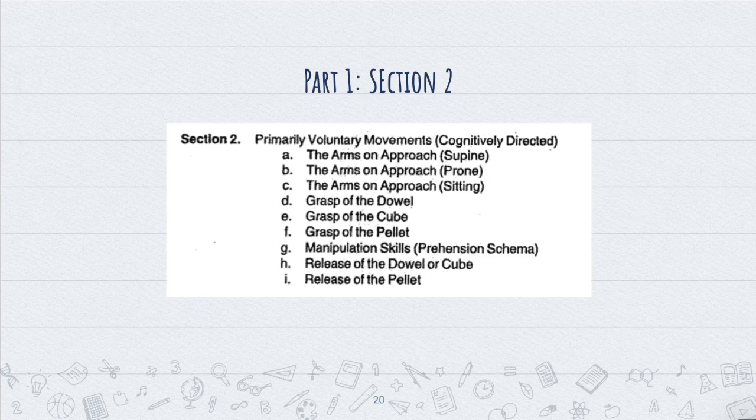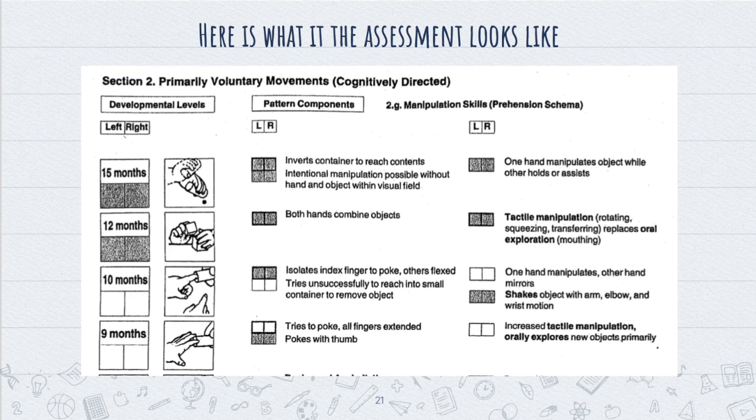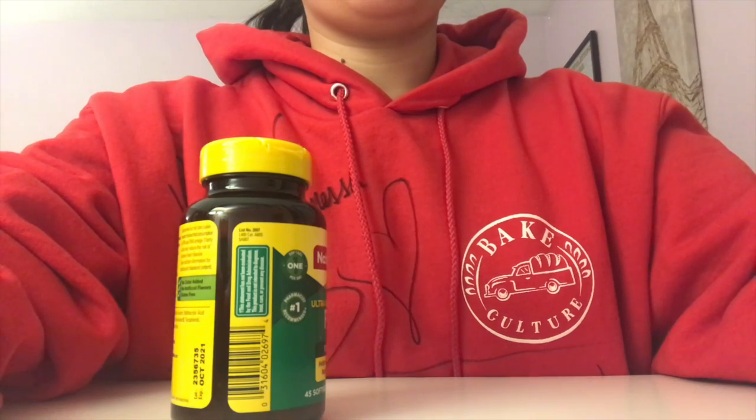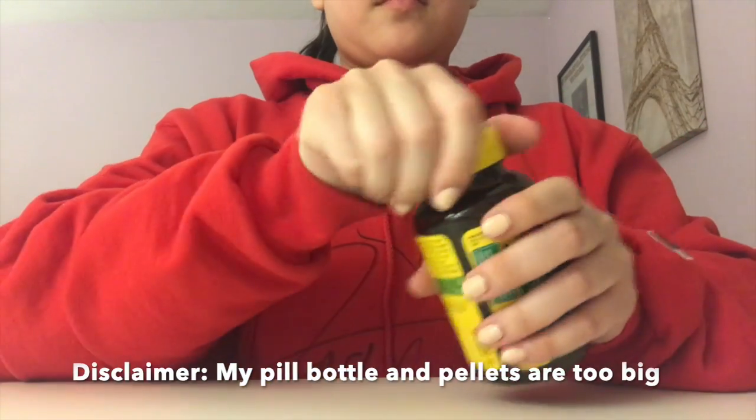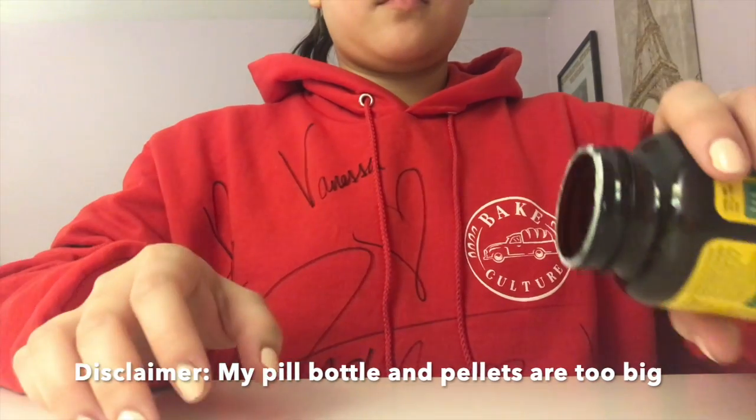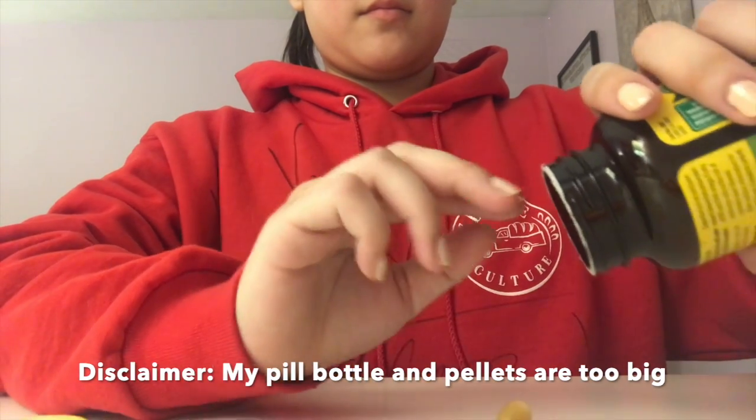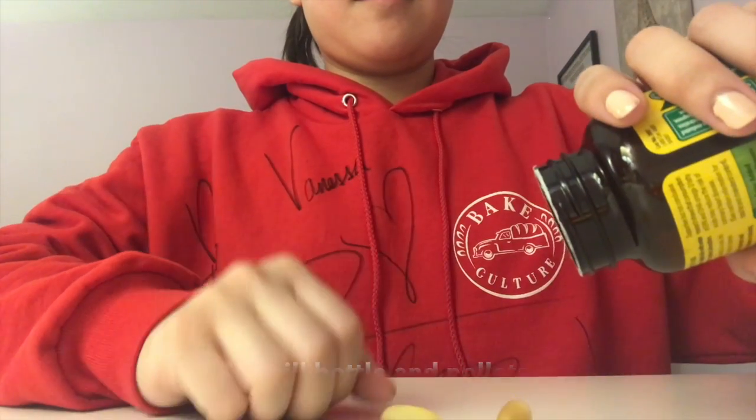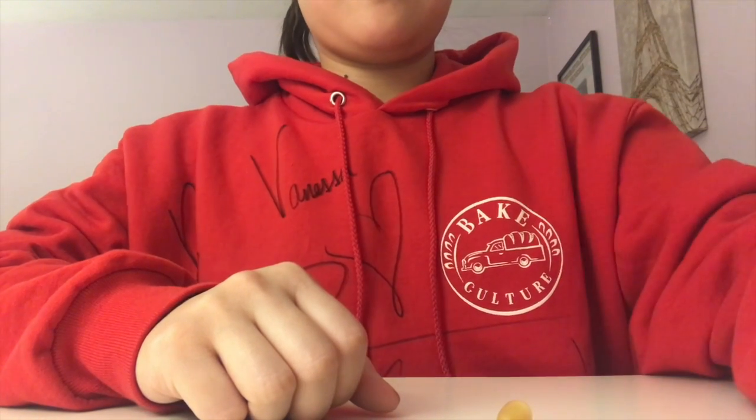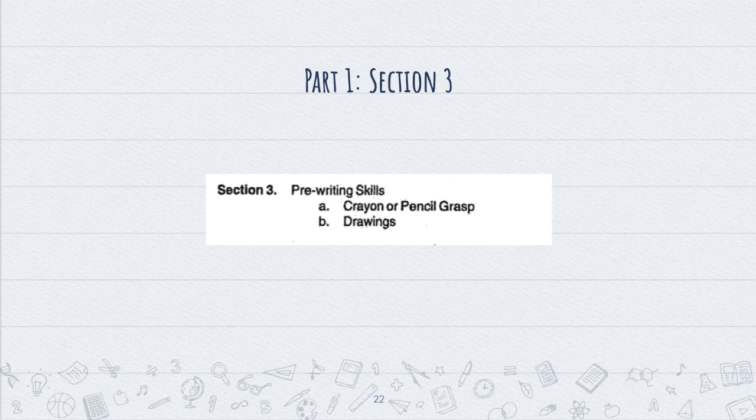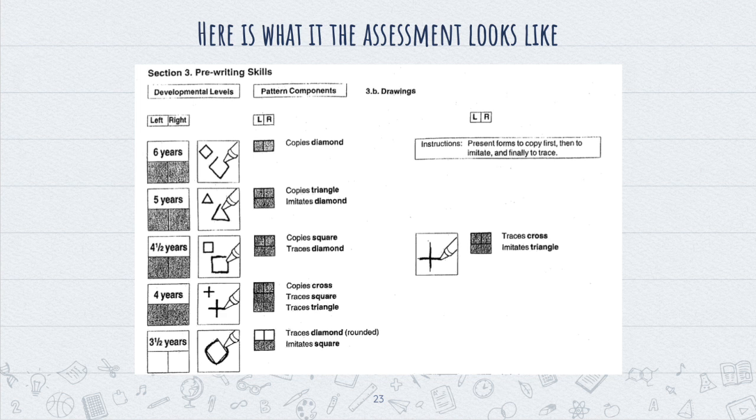Here is a list of the voluntary movements that are tested. This is section 2G, manipulation skills. Here is what Part 3 tests. Here we are working on Section 3, pre-writing skills, drawings.